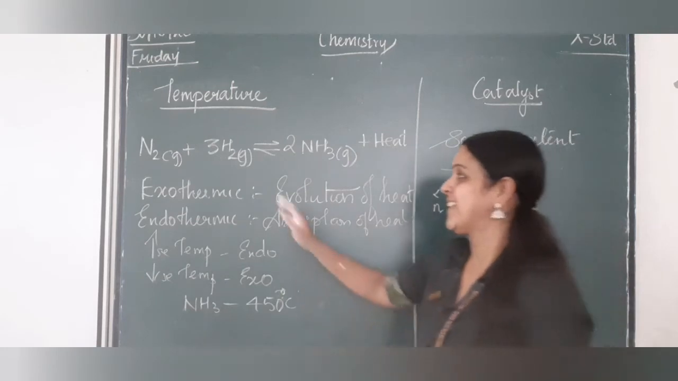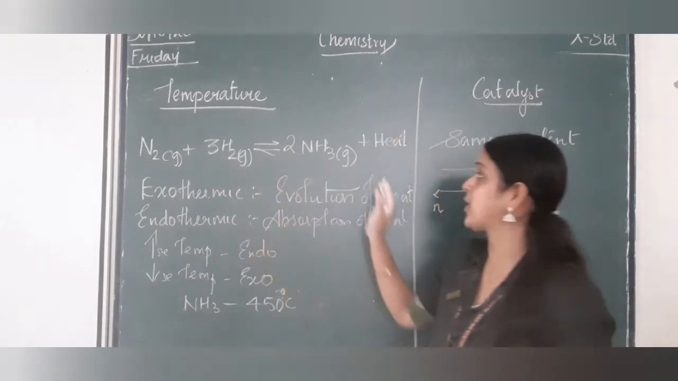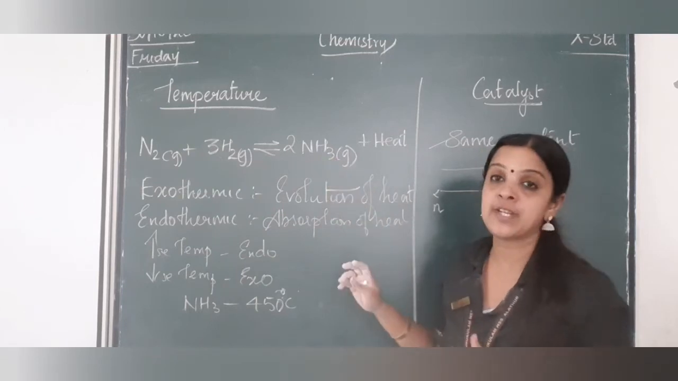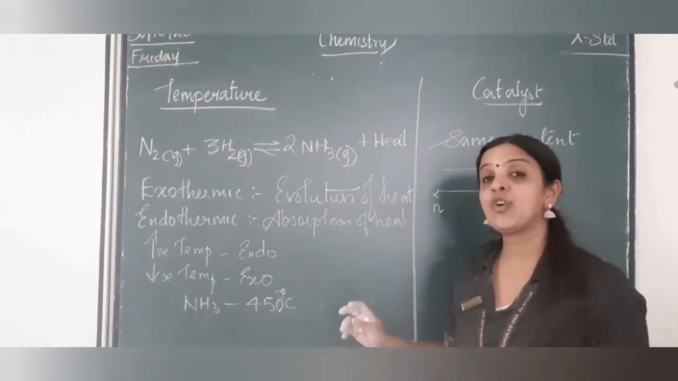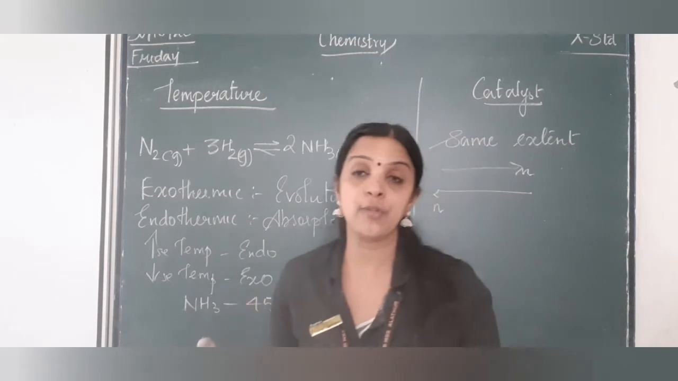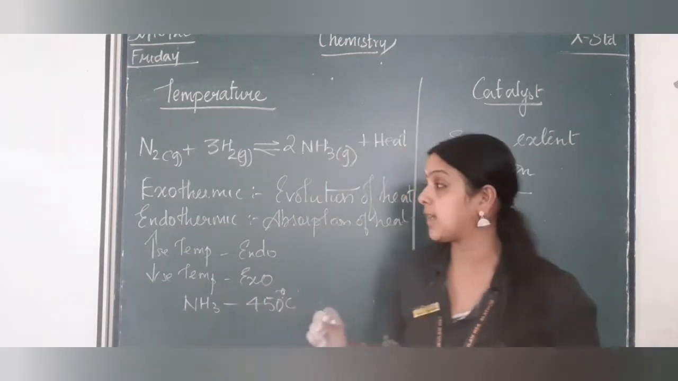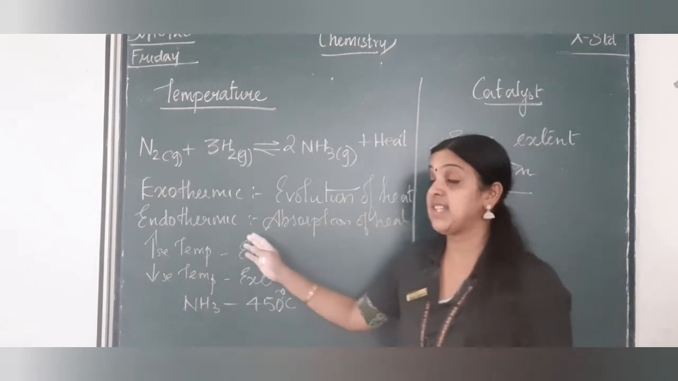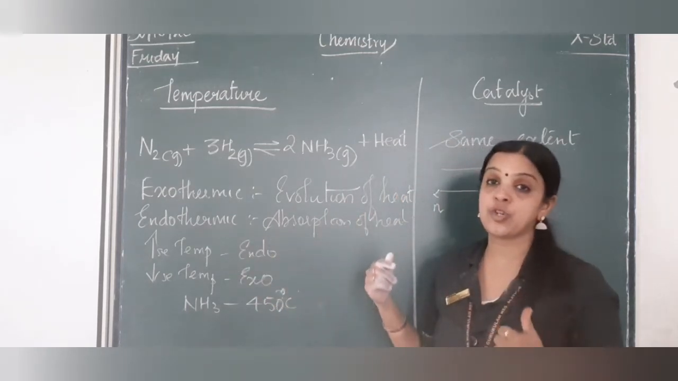Same equation, nitrogen combines with hydrogen to give ammonia, and you can see some of the heat is being released along with the formation of ammonia. We have already learned that there are two types of reactions, exothermic and endothermic. When I say exo, it means giving out of heat. When I say endo, it means absorption of heat.